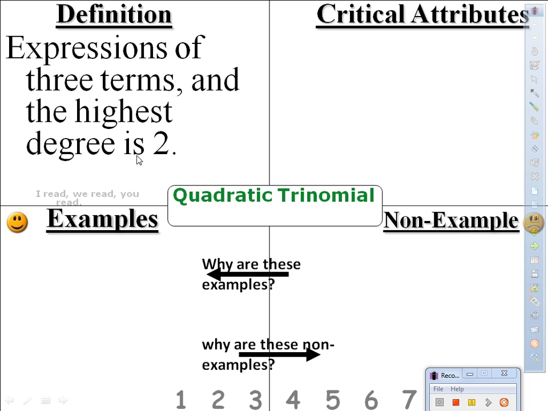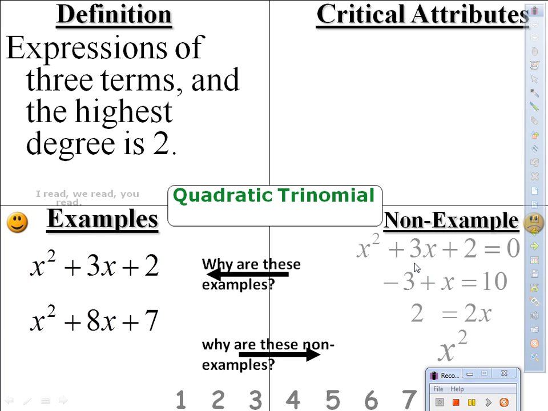Remember when we did standard form? From highest to lowest on the polynomial. Examples, write these down: x squared plus 3x plus 2 and x squared plus 8x plus 7. Those are 2 examples of a quadratic trinomial. What is a non-example? x squared plus 3x plus 2 equals 0. Negative 3 plus x equals 10. And 2 equals 2x. Or this other one, x squared. All those are non-examples. Copy that. I'll give you some time for that.